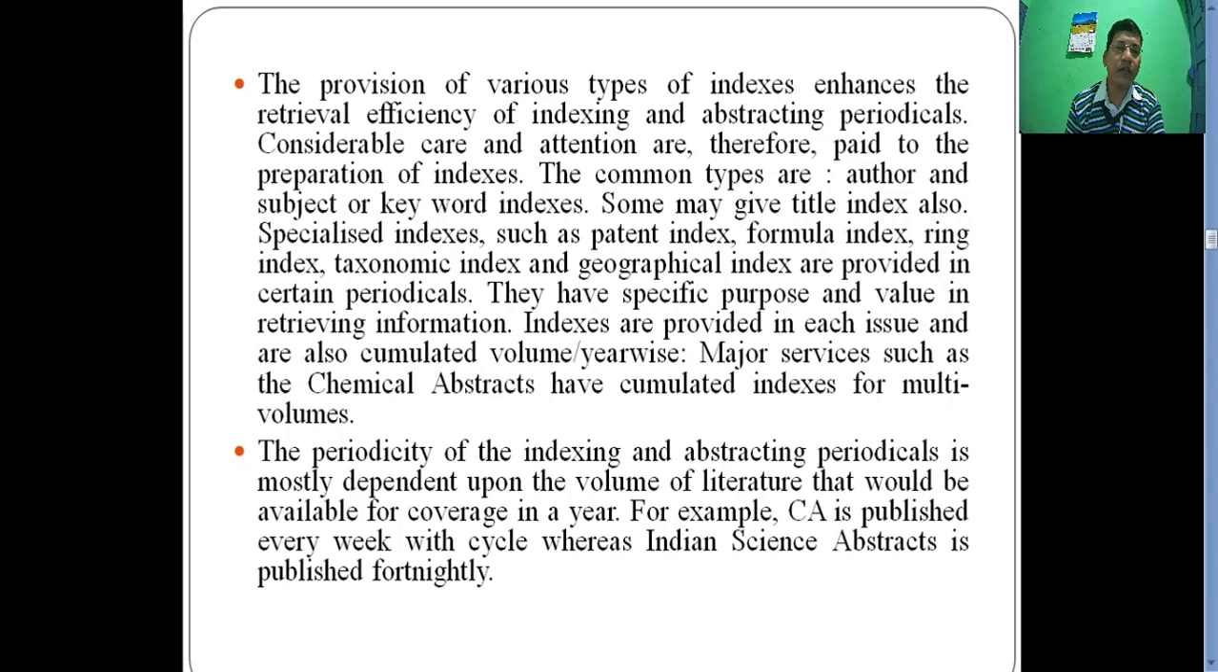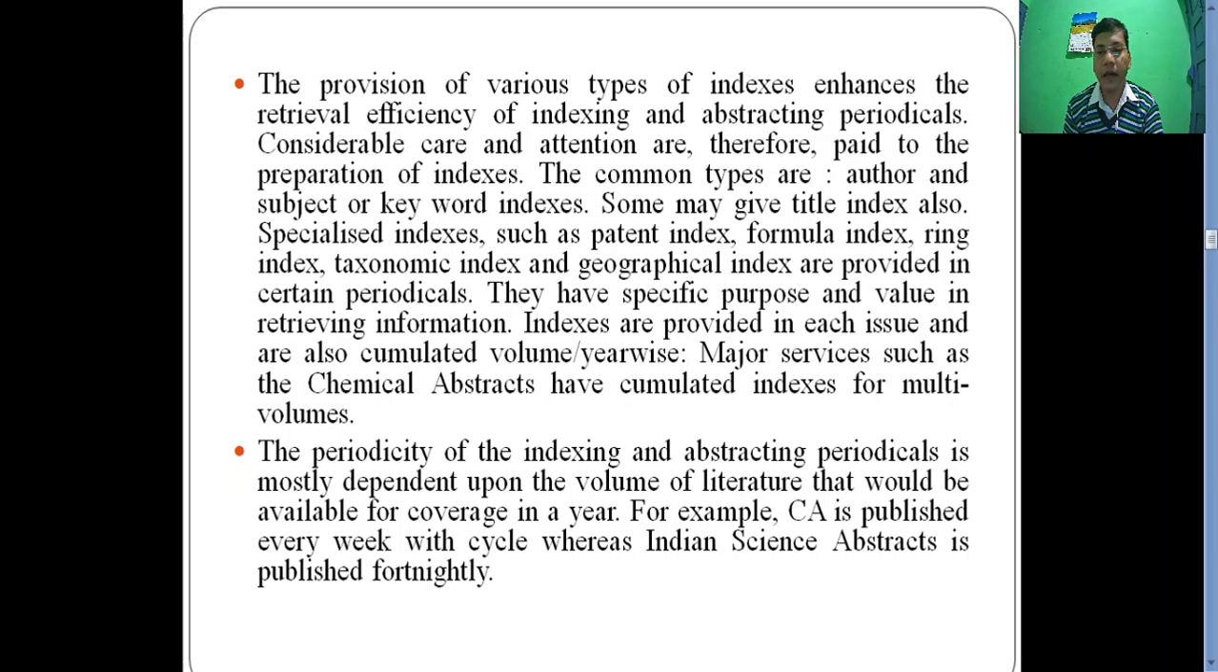The provision of various types of indexes enhances the retrieval efficiency of indexing and abstracting periodicals. Considerable care and attention are therefore paid to the preparation of indexes. The common types are author and subject or keyword indexes. Some may give title index also. Specialized indexes such as patent index, formula index, ring index, taxonomic index, and geographical index are provided in certain periodicals. They have specific purpose and value in retrieving information.